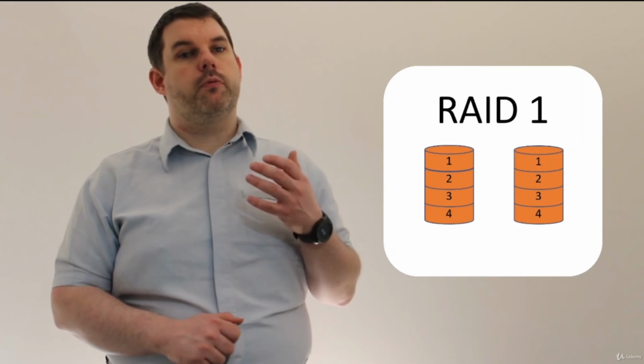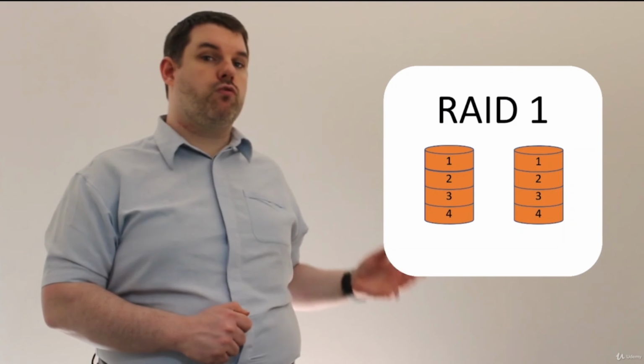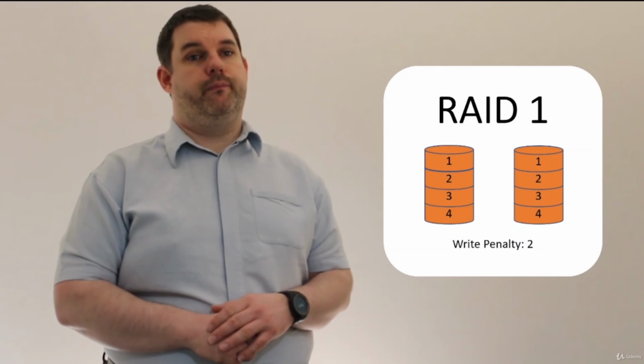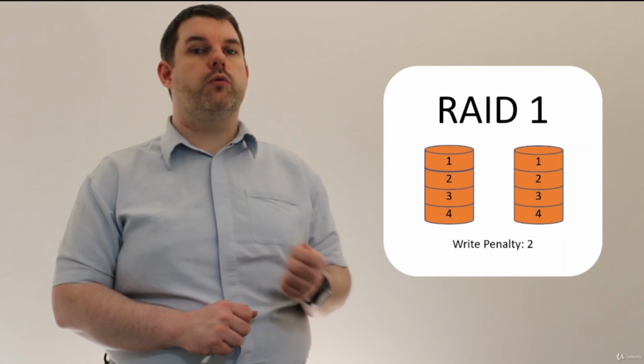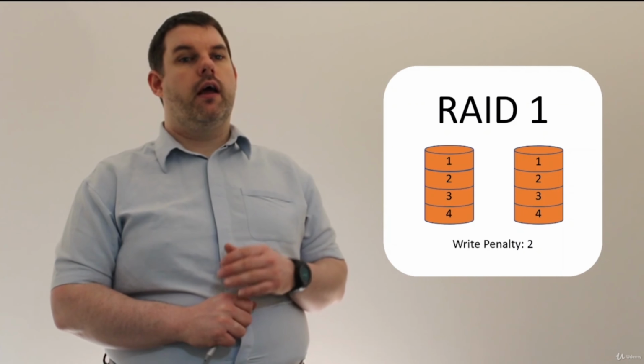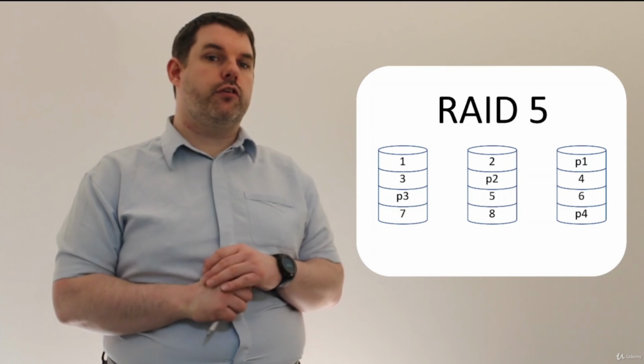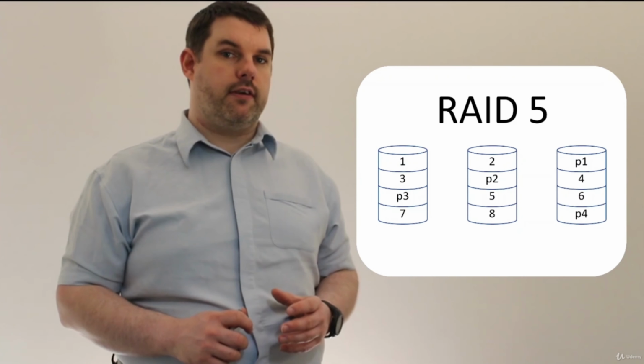As each block must be written twice, RAID 1 is considered to have a write penalty of 2. We can also only use the capacity of one of the disks. Next we'll look at RAID 5. This is also known as distributed parity.